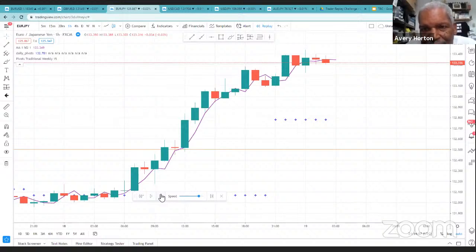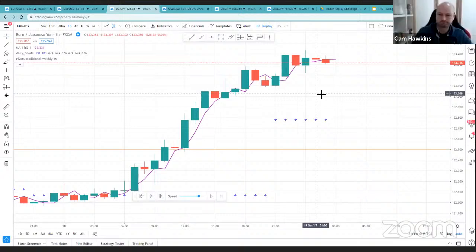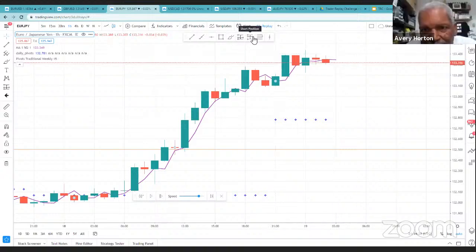So now we've got a close below the midpoint. Let's just do it. Let's put the trade on right there. Short? Yeah, short. Right there. So we're in the trade. Yeah, we'll be in the trade.